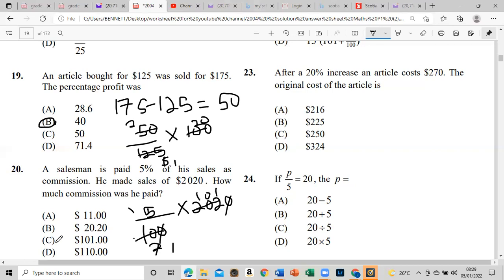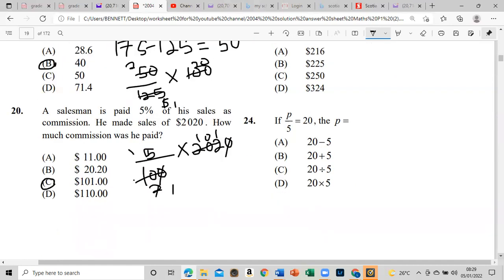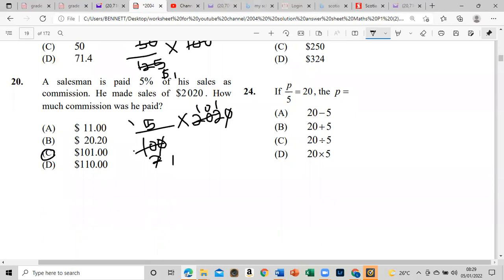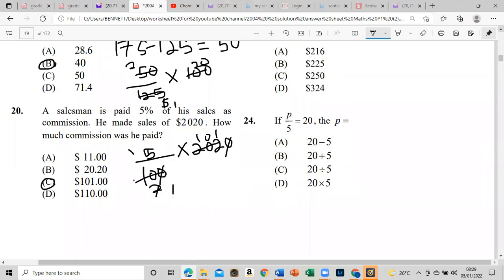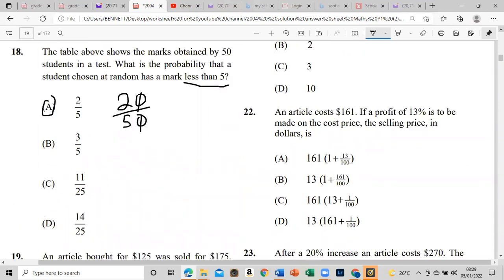1, 2, 1, 1, 1. It's 101. You want to be working on commission and getting $100, guys. Learn your maths so you can get a big job. Get a big money, money, money, money. All right, so let's move up to 21.